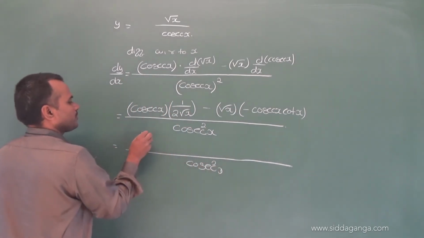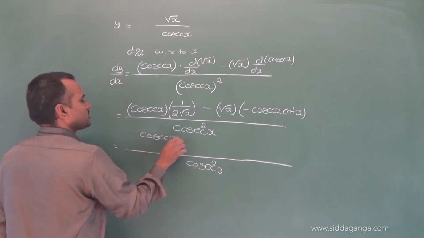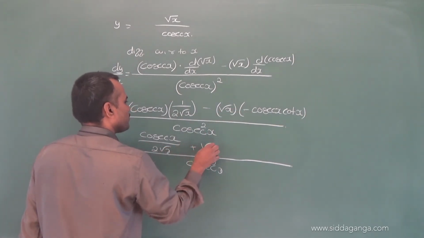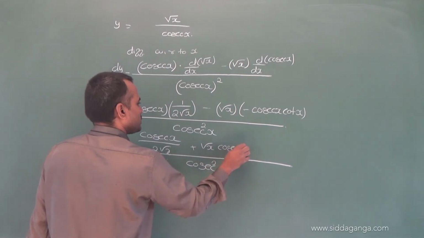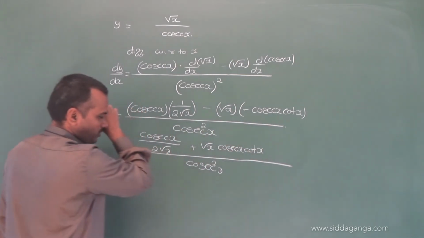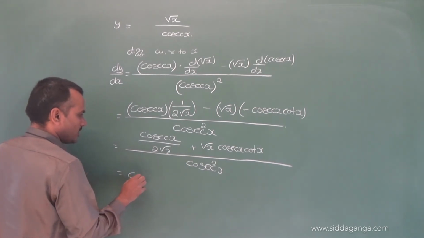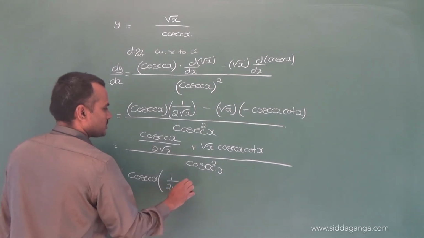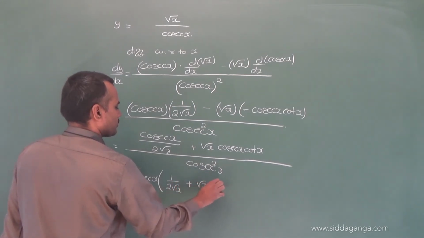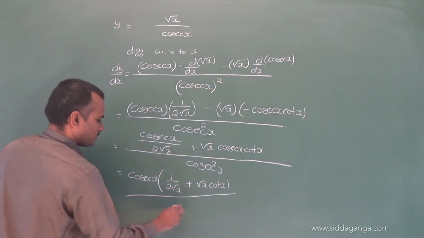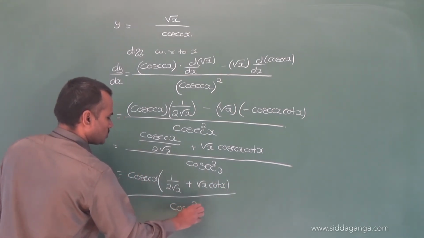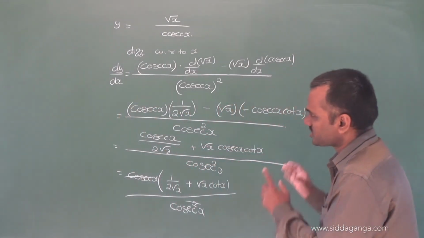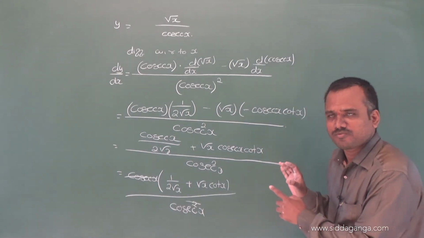Cosecant square x, cosecant x by 2 root x, minus into minus plus, cosecant x into cot x. In the numerator, if you want, take cosecant x common. 2 root x plus cosecant square x. One term gets cancelled. Observe this problem carefully. Observe the problem very carefully.